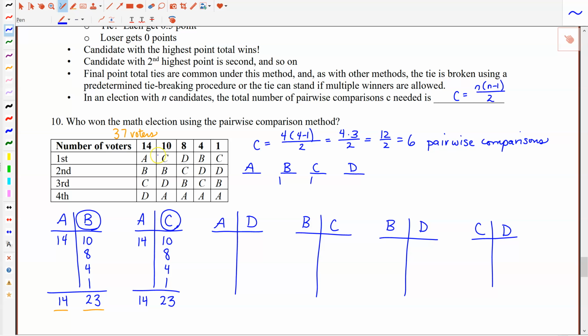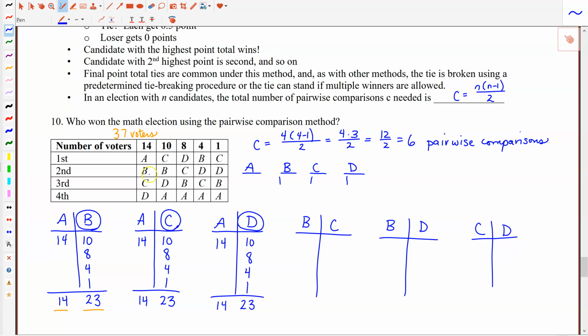A matching up with D, A gets those 14. And then you can see since A is in last place for all of these other columns, D is then going to get all of the other votes, just like we were finding with the other candidates. So this is going to be 14 to 23. D wins that matchup, gets a point.